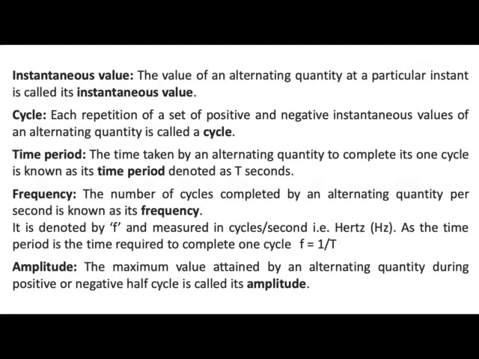Frequency. What is frequency? The number of cycles completed by an alternating quantity in 1 second is known as its frequency. It is denoted by small f and the unit is cycles per second, or hertz. As the time period is given by capital T, f is the inverse of the time period, that is, f is equal to 1 by T. Amplitude: the maximum value attained by an alternating quantity during the positive or negative half cycle is called its amplitude.